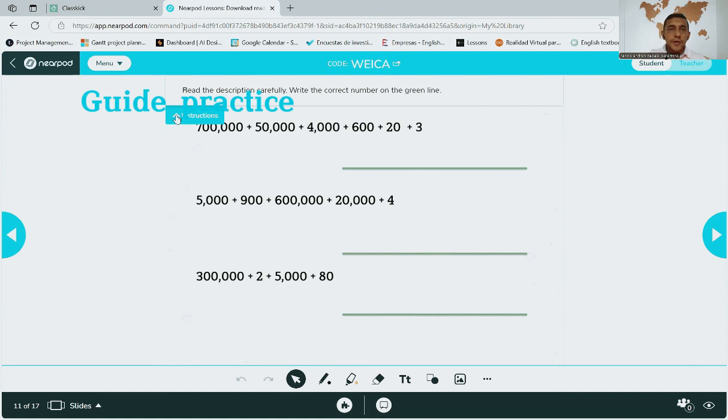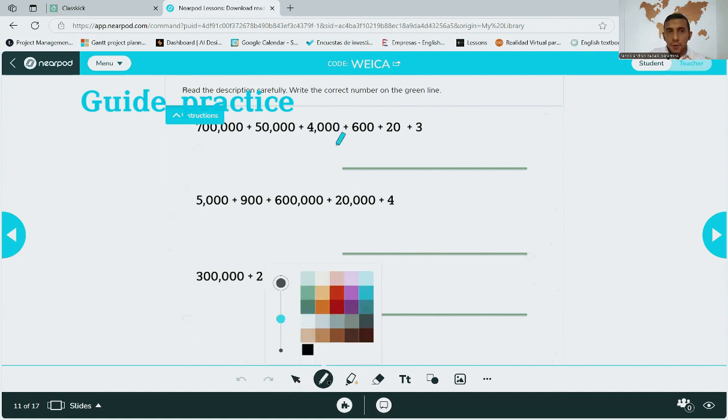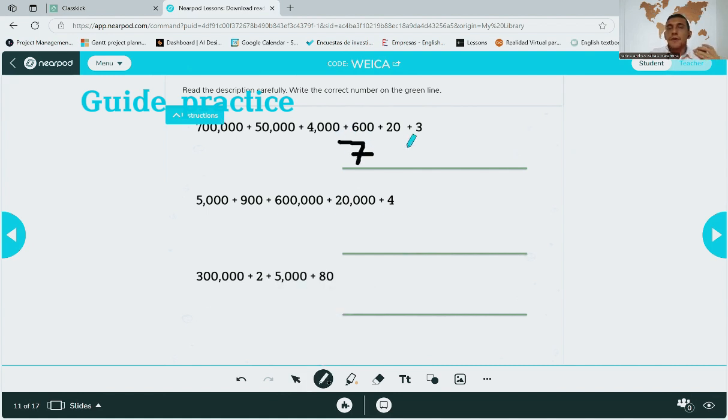Let's continue with this next activity. So what is this number? Read the description carefully again. Write the correct number on the green line. Perfect. Let me help you with the first one. We have 700,000, right? We have 50,000. We have 4,000. Nice. Perfect. So you continue with the next ones.